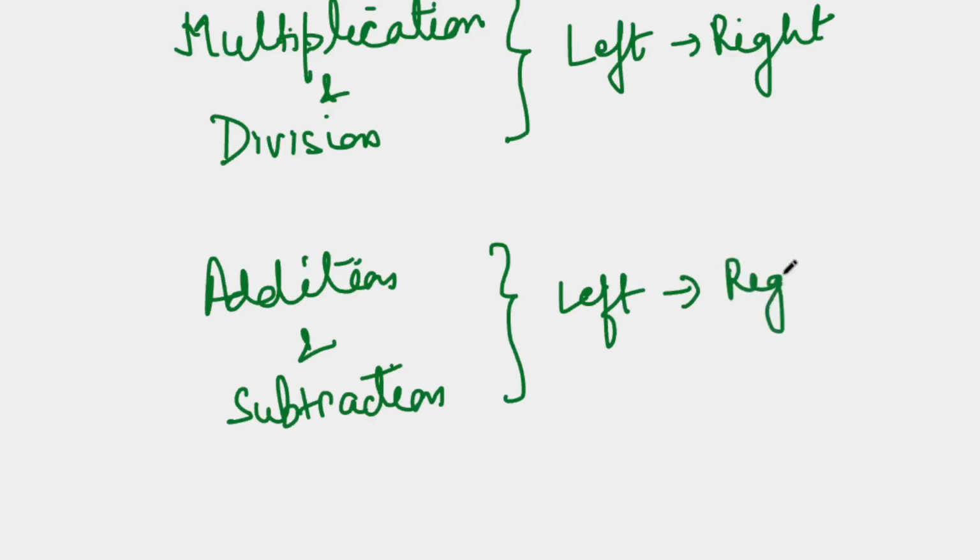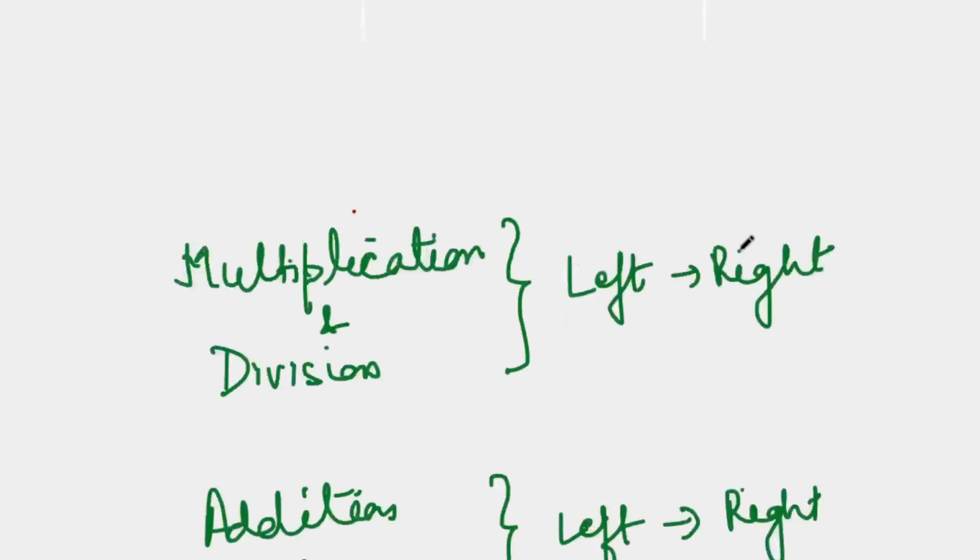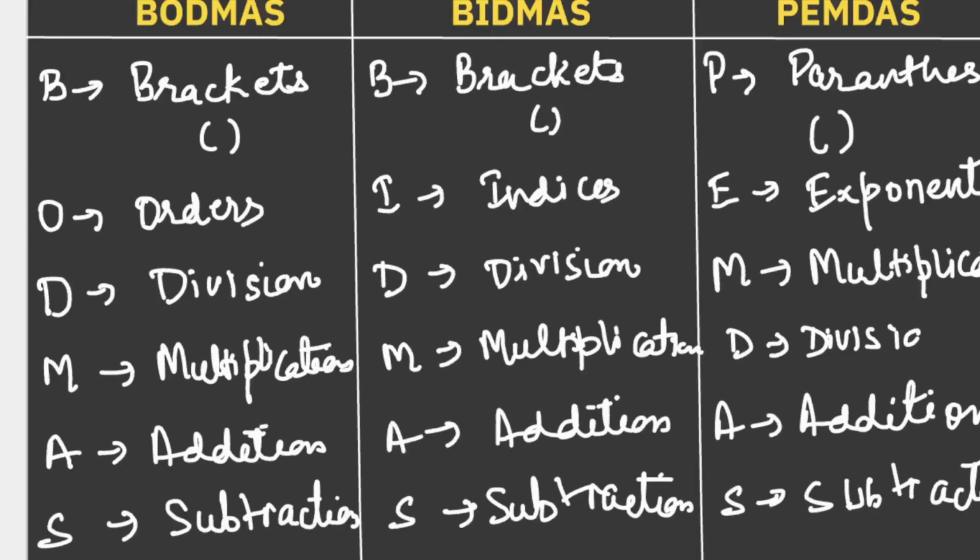Okay, so here we have written A before S, but it does not say that addition has to happen before subtraction, because when we are writing an acronym, one alphabet has to come first, right? So addition and subtraction, they have equal priority. We have to read and solve our expression from left to right.